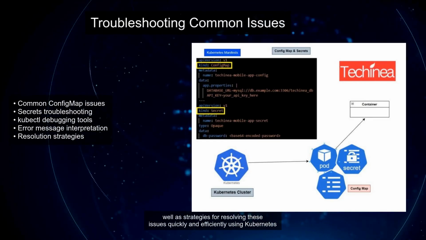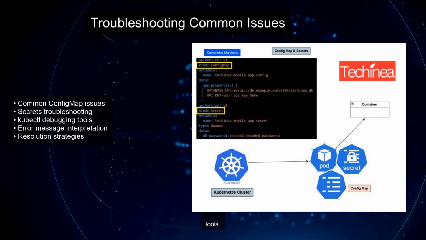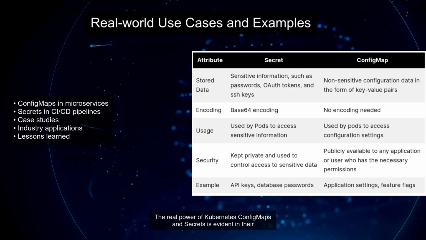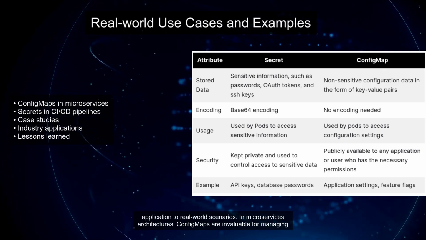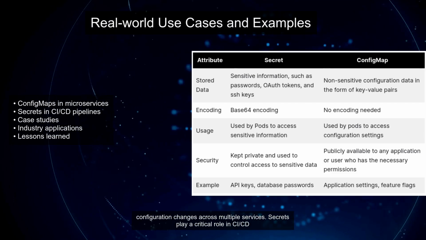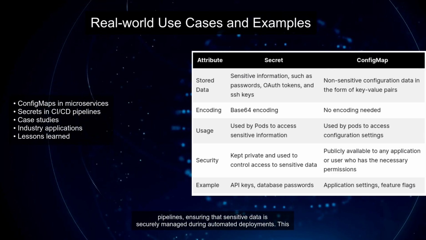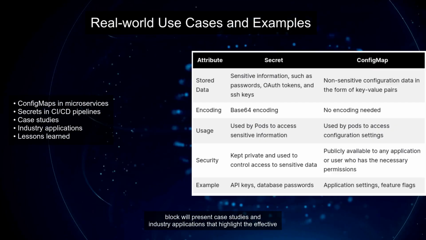This block will explore common issues you might encounter with config maps and secrets, as well as strategies for resolving these issues quickly and efficiently using Kubernetes tools. The real power of Kubernetes config maps and secrets is evident in their application to real-world scenarios. In microservices architectures, config maps are invaluable for managing configuration changes across multiple services. Secrets play a critical role in CI/CD pipelines, ensuring that sensitive data is securely managed during automated deployments.